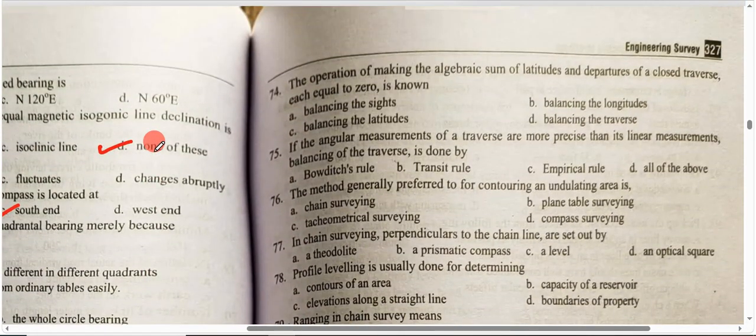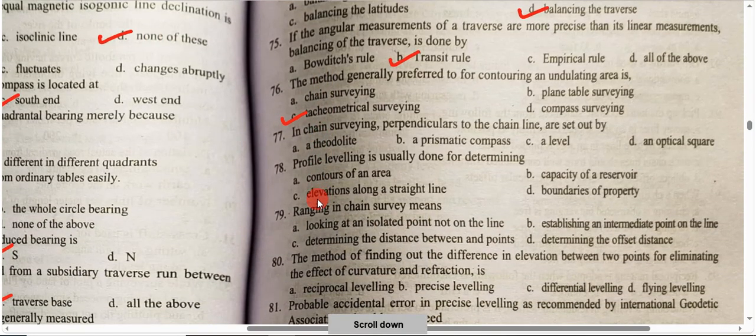The operation of making the algebraic sum of latitudes and departures of a closed traverse each equal to 0 is known as balancing the traverse. If the angular measurements of a traverse are more precise than its linear measurements, balancing of the traverse is done by transit rule. The method generally adopted to contour an undulating area is tachymetric surveying.